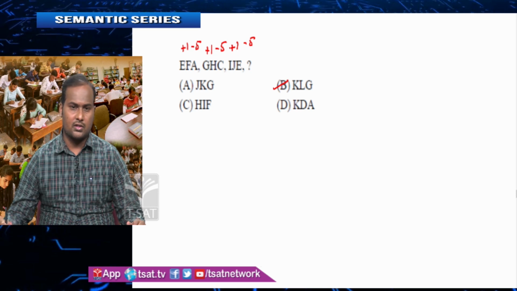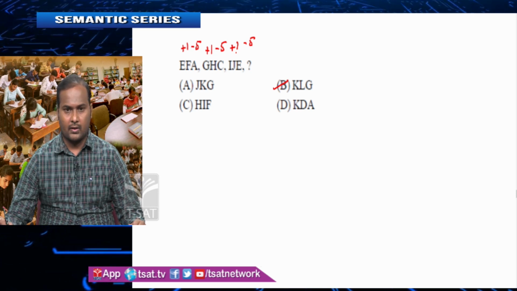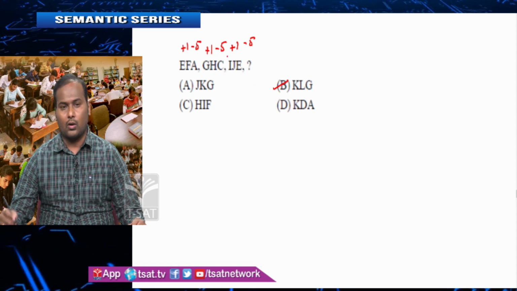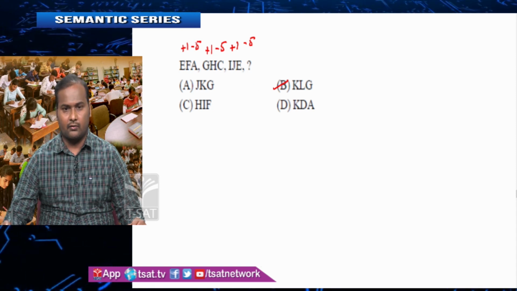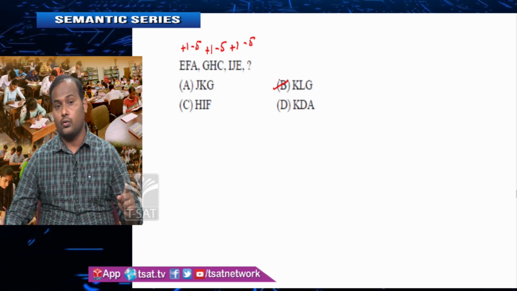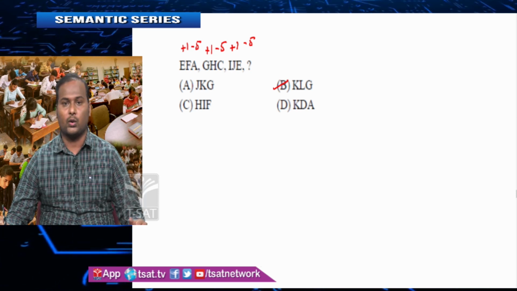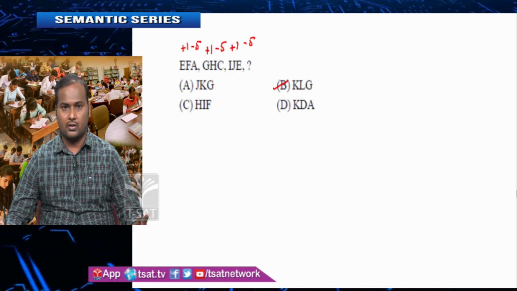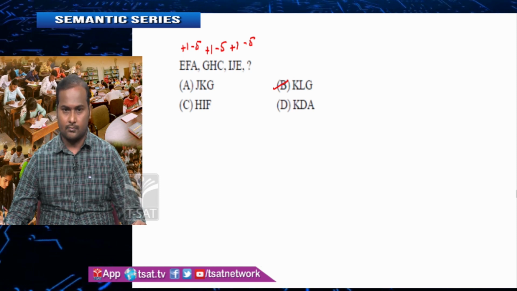Check the options which follow +1 and -5. Then also we will get the answer. But if you get more than one answer, like +1 and -5, then you need to check the previous series that we did. So students, no need to be confused. Even though there are two possibilities, only one answer is correct.